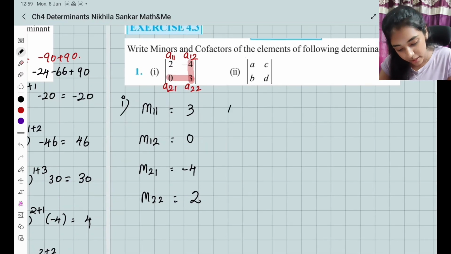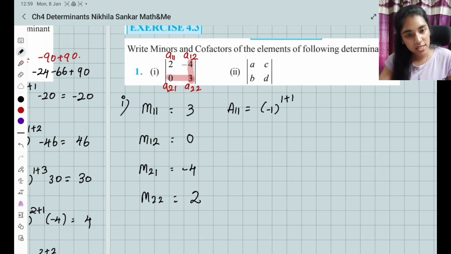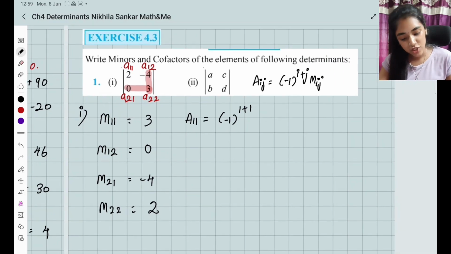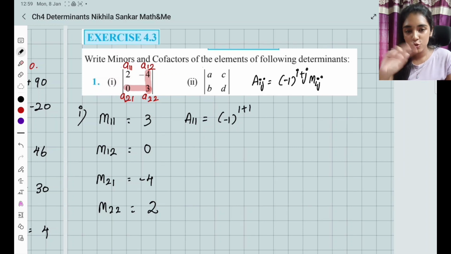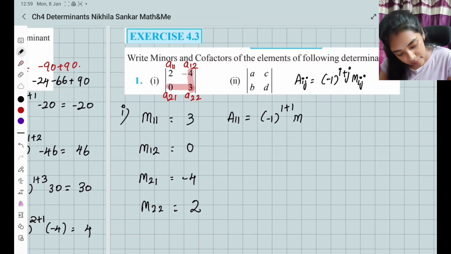இப்போ cofactor எப்படி இருக்க போகுது? A11 is going to be minus 1 to the power 1 plus 1. Okay? இது minus 1, 7 கிடையாது. Minus 1 to the power 1 plus 1. This is how you write the cofactors. Cofactor எப்படி எழுத போறோம்? Aij is going to be minus 1 to the power i plus j times Mij. Okay? It is going to be minus 1 times the minor. Minorum cofactorsum friends எப்படி minus 1 to the power i plus j. Okay, ஞாபகம் வச்சுக்கோங்க. Times M11.